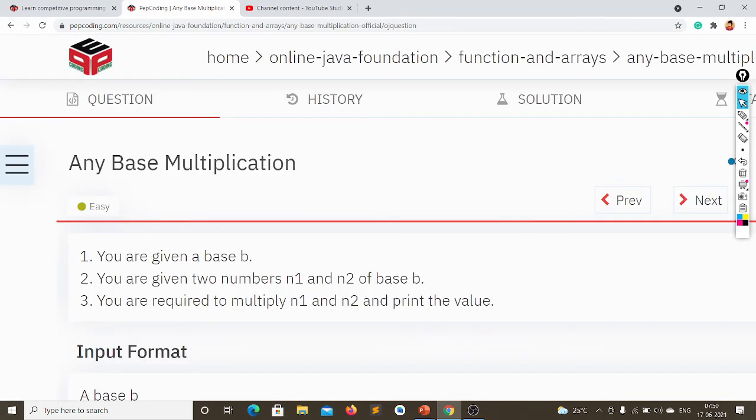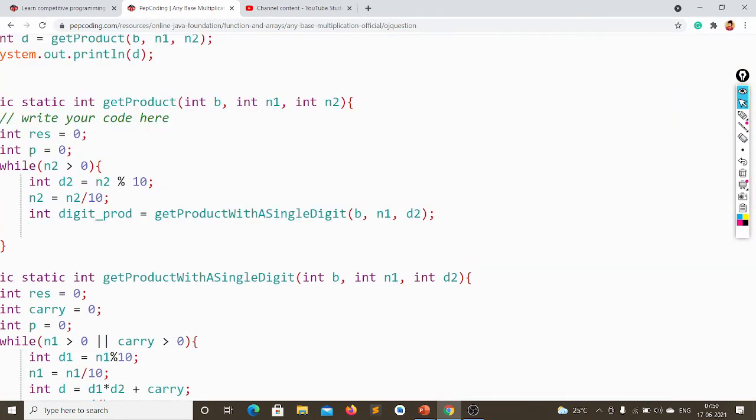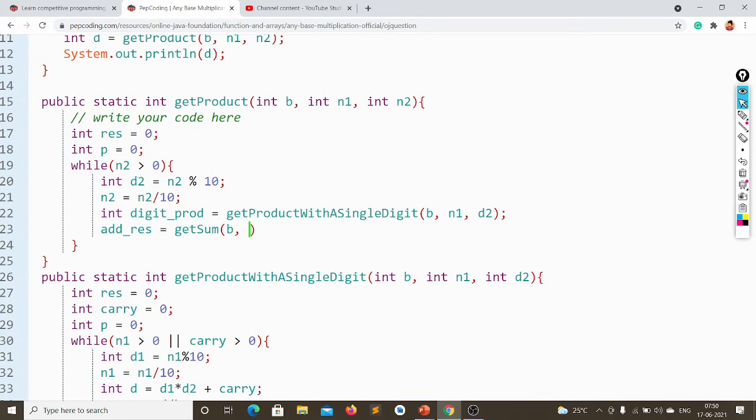Okay, so after getting every digit product, what is the next step? We have to get the addition of all the numbers. So what I'm doing is I'm simply writing addition result is equal to, I wrote a function get sum. In get sum function I'm passing base, and let's take the result. The result is equal to b comma a. Again I'm passing that result and my digit product.